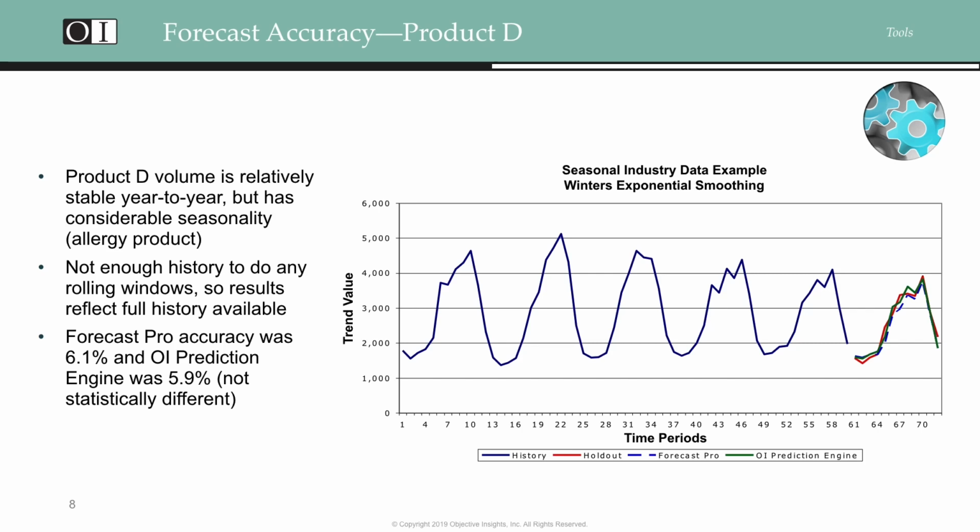But here you can also see that on the left part of the graph is the historical data, and on the far right of the graph we have the holdout in bright red, and then we have the Forecast Pro result in a dashed blue line and the OI Prediction result in a solid green line, and you can see that they're very similar.